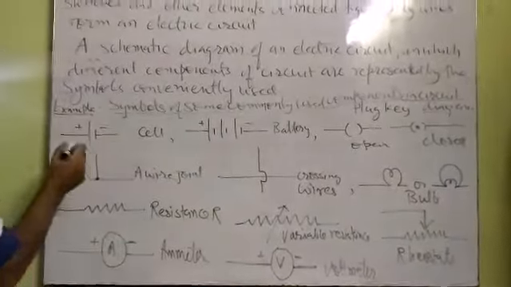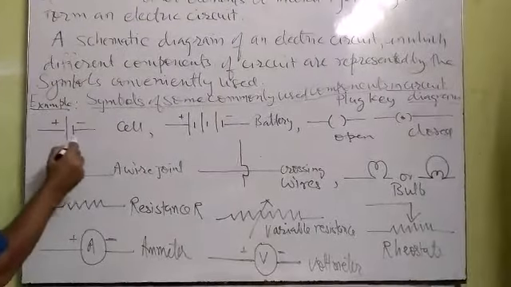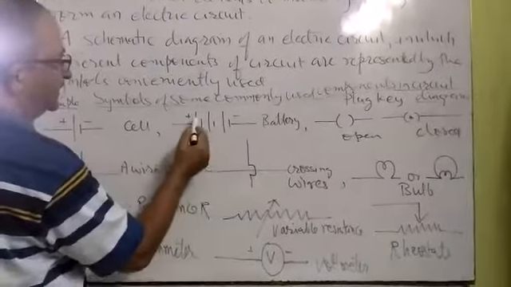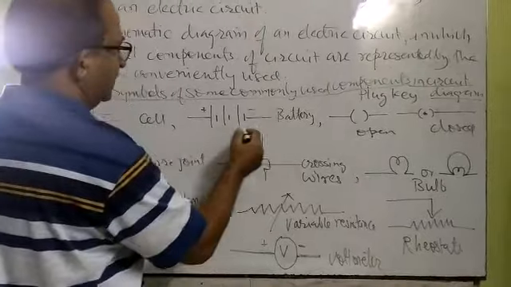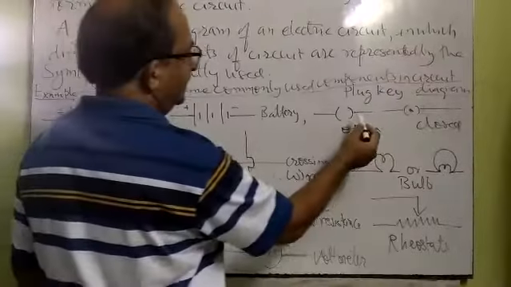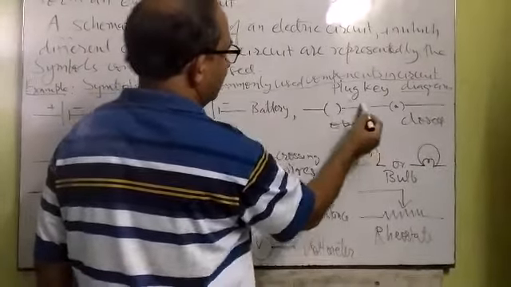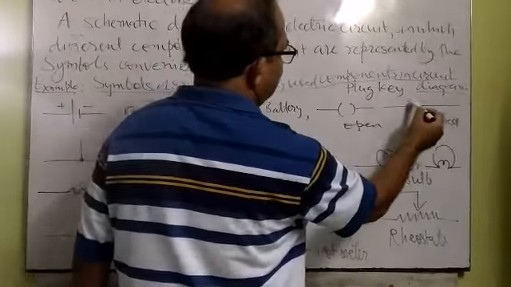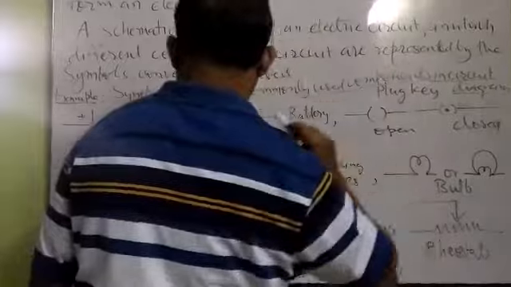First of all, this symbol, one big line and one small line connected by wire, is the symbol of a cell. This is the symbol of a battery in which 3 cells are connected. So this is a combination of 3 cells which is called a battery. This is the symbol of a plug key. Right now this plug key is open, when there is no dot between the socket, and when there is a dot between the socket it is called a closed plug key.